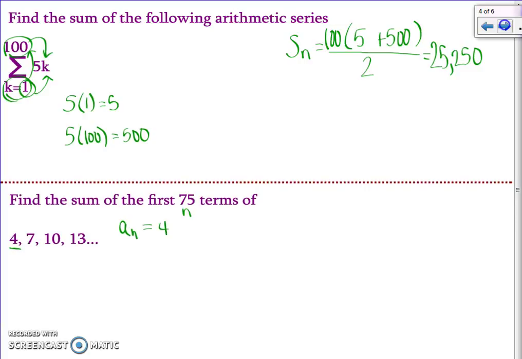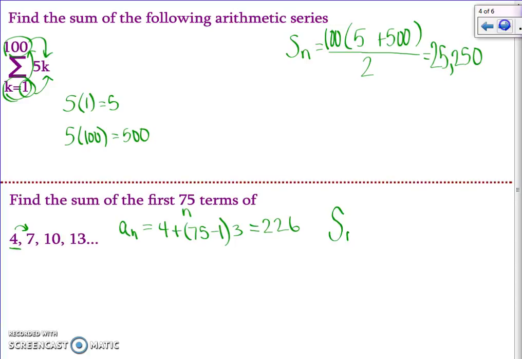So our first number is 4. We know n is 75. And let's look at the common difference. Common difference looks like it's going up by 3. We punch this in, we get 226 for our last term, the 75th term.